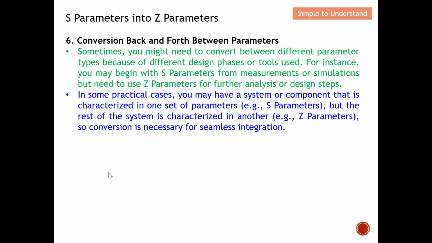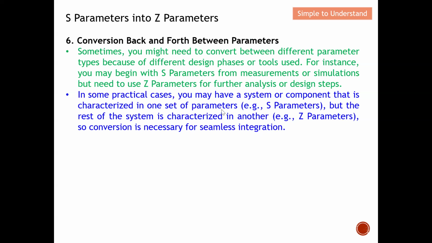Coming to the last reason: when we want to do conversion back and forth between parameters, which means from Z to S or S to Z and vice versa. Sometimes you might need to convert between different parameter types because of different design phases or tools used. For instance, you may begin with S parameters from measurement or simulation, but need to use Z parameters for further analysis or design steps.